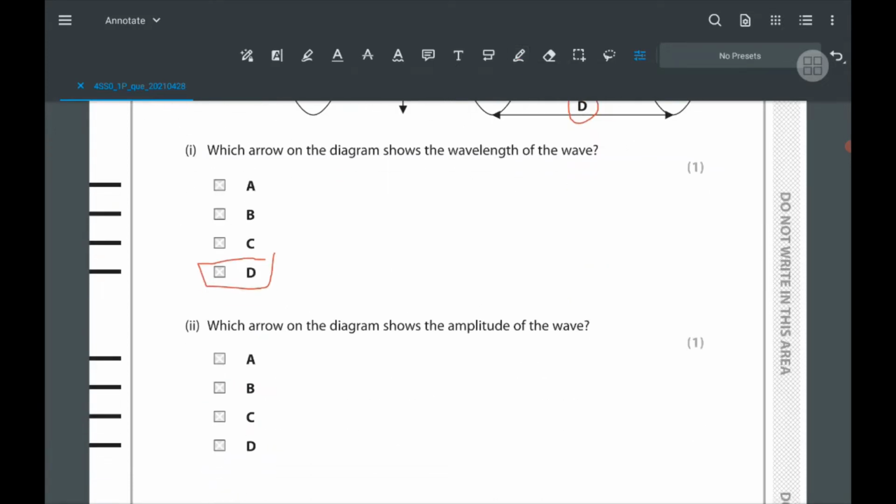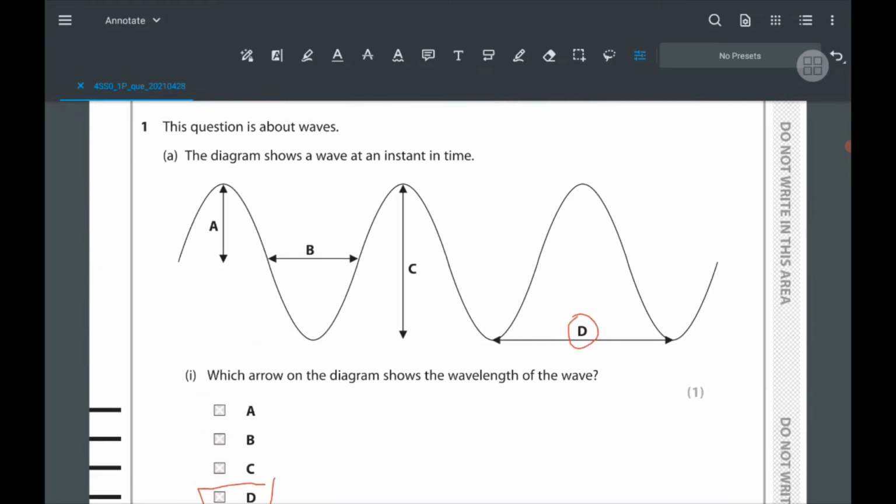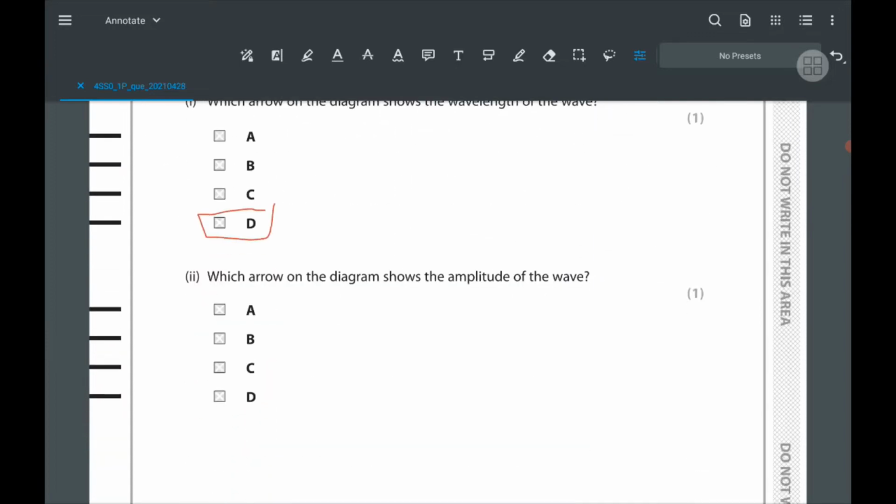Next question, which arrow of the diagram shows the amplitude of the wave? The definition, or how we represent amplitude, is the distance from the undisturbed point to the crest, or the distance from the undisturbed point to the trough. So here that will be given by arrow A. You can see C is also given, but remember C is twice the amplitude. So the answer is A.